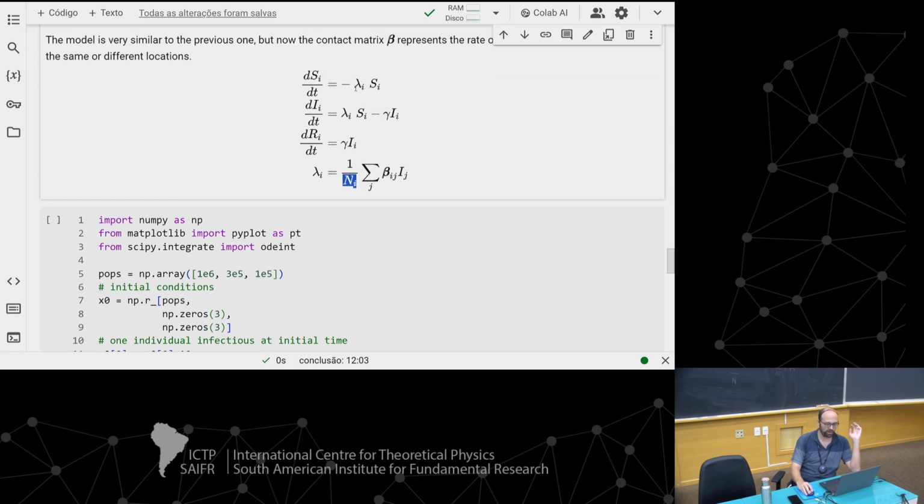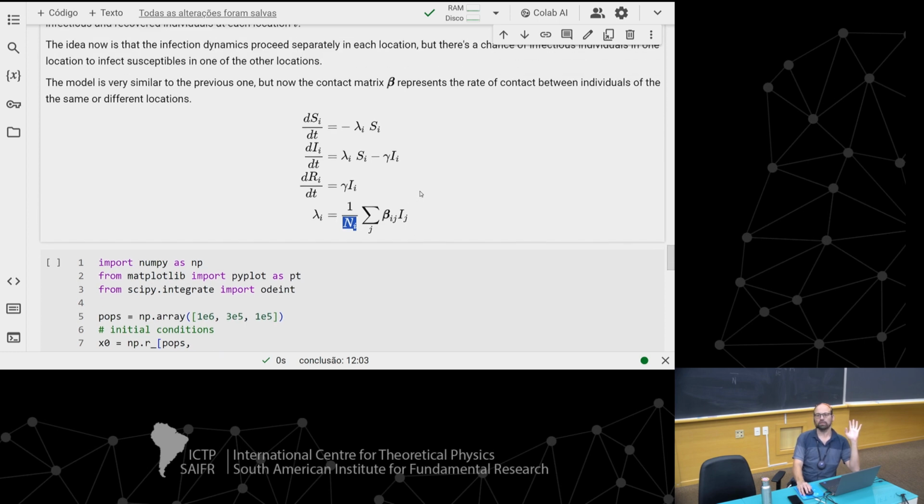So ds1 dt is minus lambda 1 s1, and this term here is 1 over n1 beta 11 I1, for city 1. So this is much simpler. Nice. And what happens here now is that inside this beta, I'll have a small chance of one infectious individual from some other city infecting people from this city. So this is this beta ij.